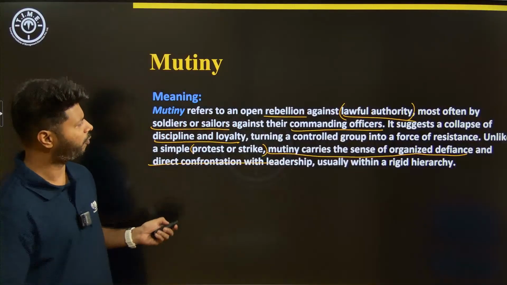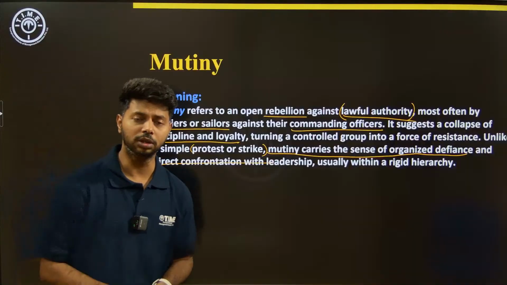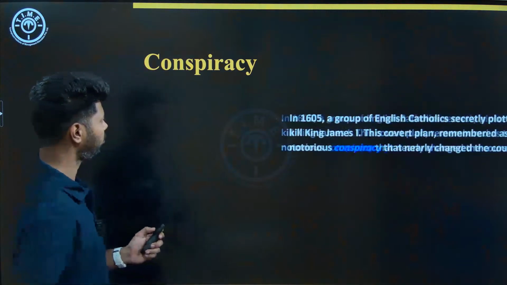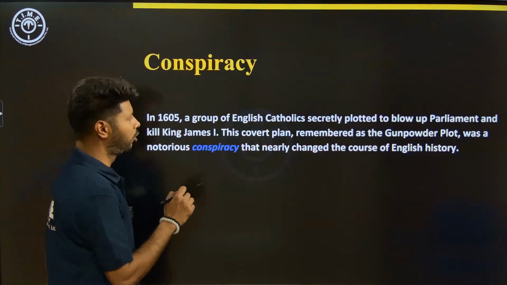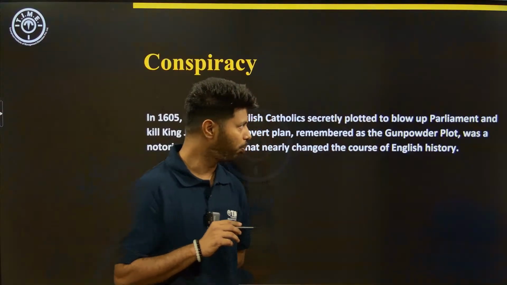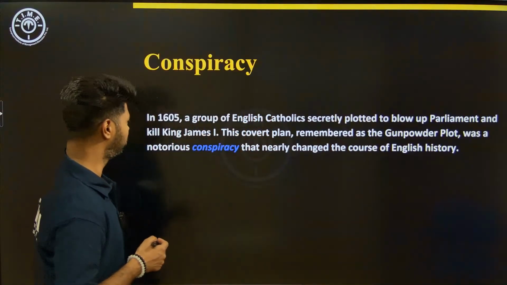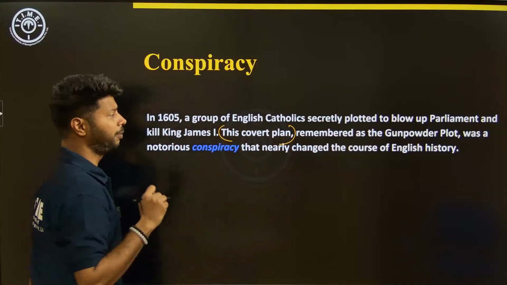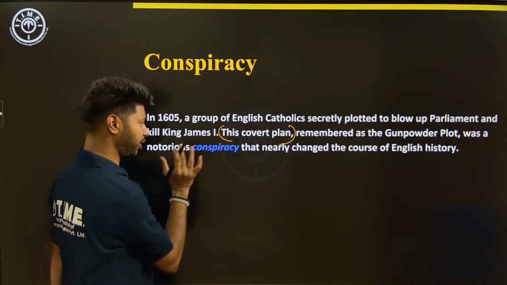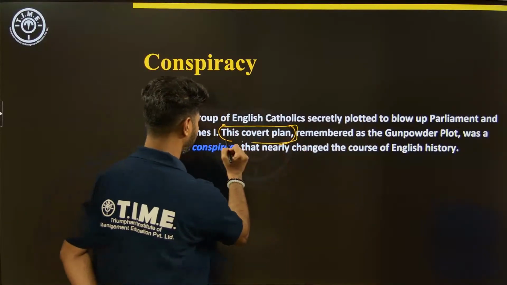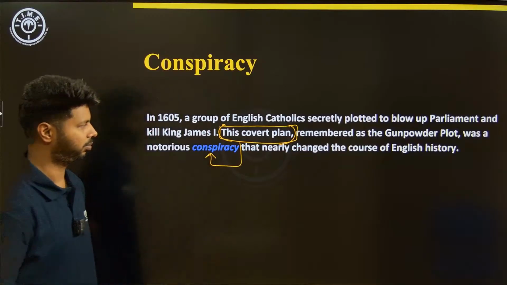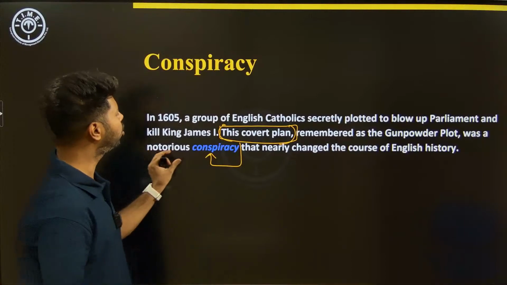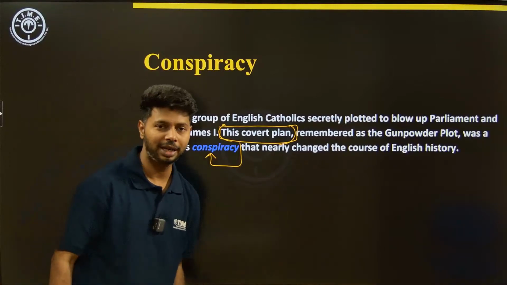All right. A fair bit can be gathered from the example that we have seen. Next, conspiracy. In 1605, a group of English Catholics secretly plotted to blow up Parliament and kill King James I. This covert plan, remembered as the Gunpowder Plot, was a notorious conspiracy. So this covert plan is the conspiracy, right? It nearly changed the course of English history.